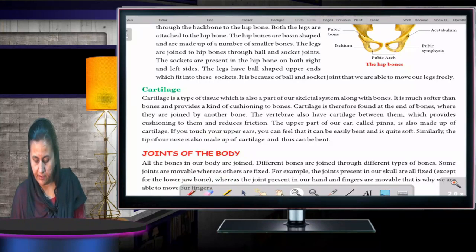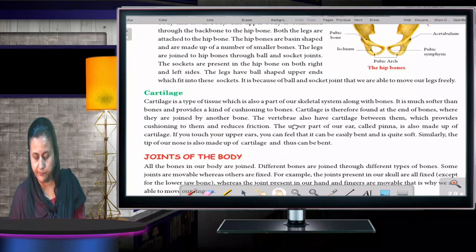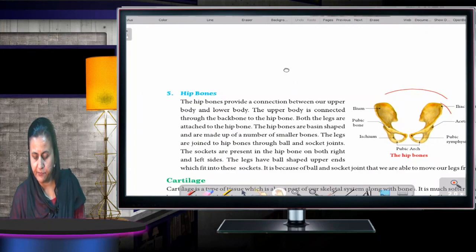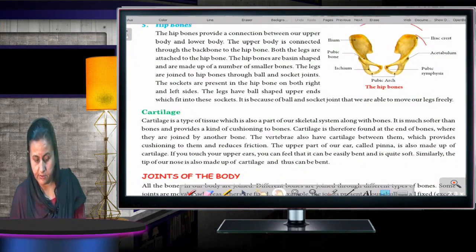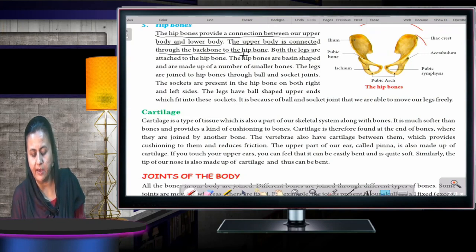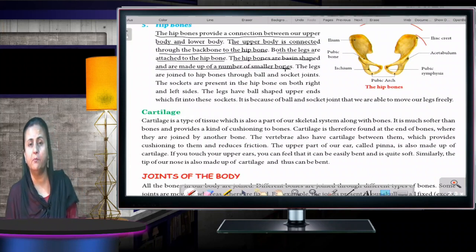Okay. So children, moving to the next page, we have the hip bones. The hip bones provide a connection between our upper body and our lower body. The upper body is connected through the backbone to the hip bone. Both the legs are attached to the hip bone. The hip bones are basin shaped and are made up of a number of smaller bones.